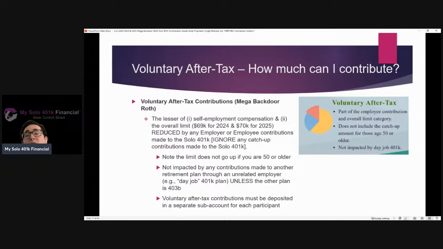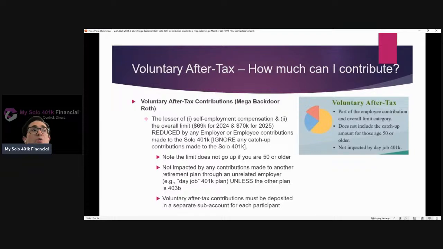It's also noteworthy that more like employer contributions, the ability to make voluntary after-tax contributions is not reduced by contributions made to another retirement plan sponsored by an unrelated employer, like a day job 401k plan. So unlike the employee limit, where you have to aggregate all contributions made by the individual to all the different plans that they participate in, one doesn't have to reduce how much they can contribute as a voluntary after-tax contribution by contributions made to a day job 401k plan.